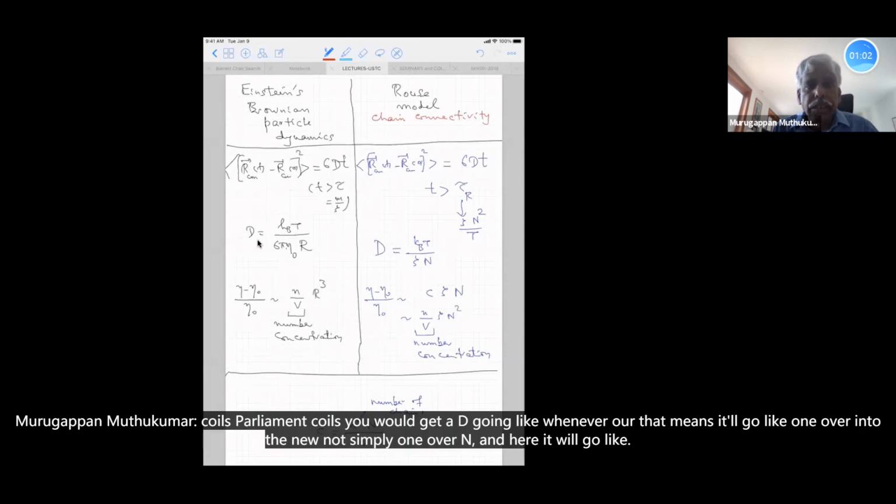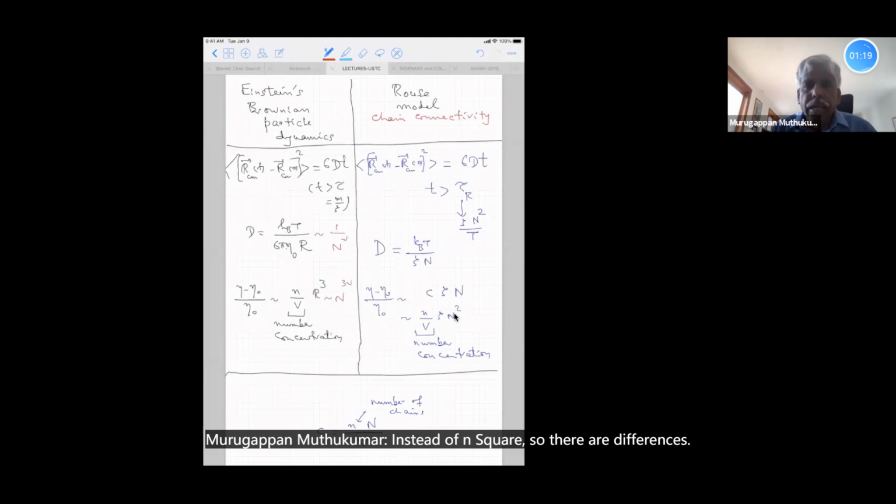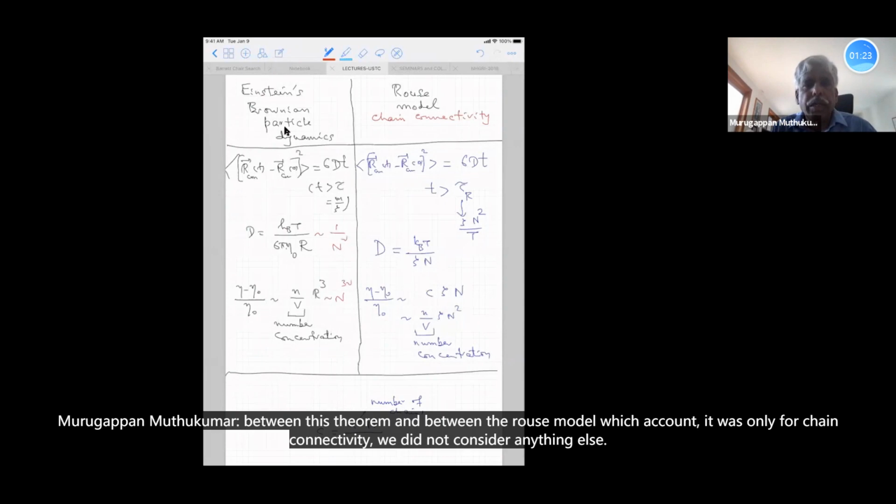You would get a D going like 1 over R. That means it'll go like 1 over n to the nu, not simply 1 over n. And here it'll go like n to the 3 nu instead of n square. So there are differences between this theorem and the Rouse model, which accounted only for chain connectivity. We did not consider anything else.